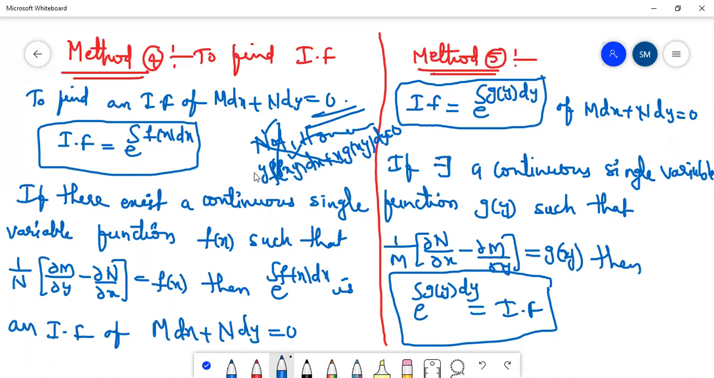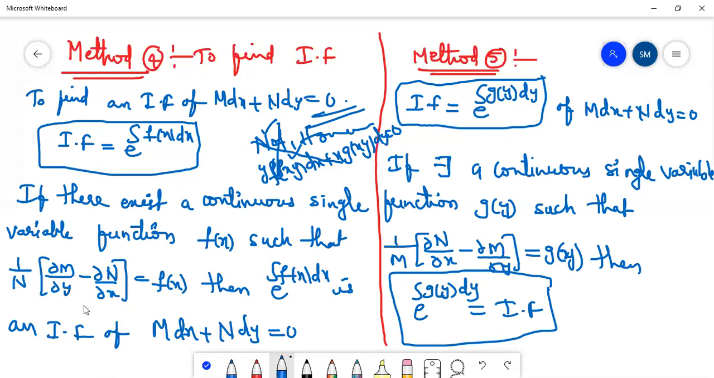So here both are interrelated. How are we getting the single variable function? For the exact condition of the differential equation, we find dou M by dou y and dou N by dou x. After finding them, we can say that if both are equal, it is exact. If both are not equal, it is non-exact.